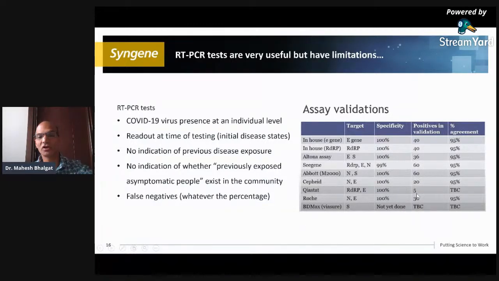You see that it's not always perfect. And this is where understanding and interpretation of the results comes in as a very, very important component in the use of RT-PCR or any other diagnostic assay for that matter.